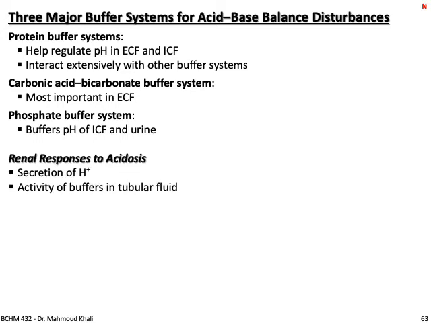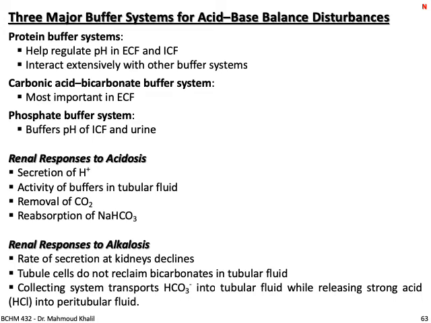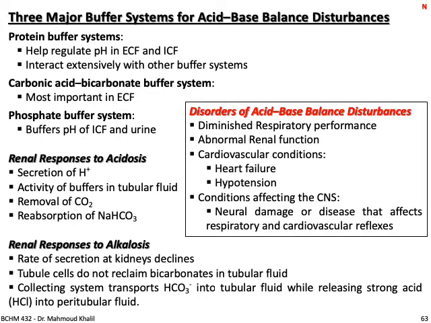How does the kidney respond to acidosis? It secretes protons, which activate the buffers in the tubular fluid, leading to removal of carbon dioxide and reabsorption of sodium bicarbonate. The renal response to alkalosis is by declining the rate of secretion in the kidney, and tubule cells do not reclaim bicarbonate from the tubular fluid, and the collecting system in the kidney transports bicarbonate into the tubular fluid while releasing the strong acid HCl, hydrochloric acid, into the peritubular fluid.